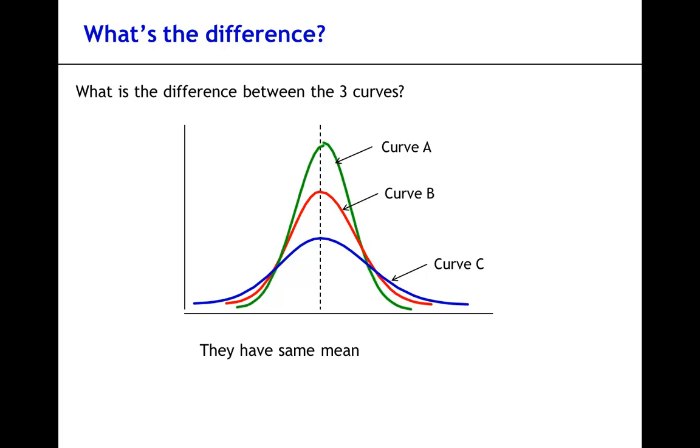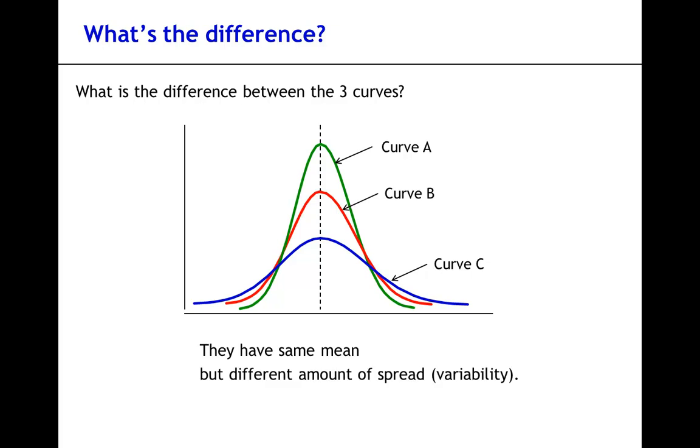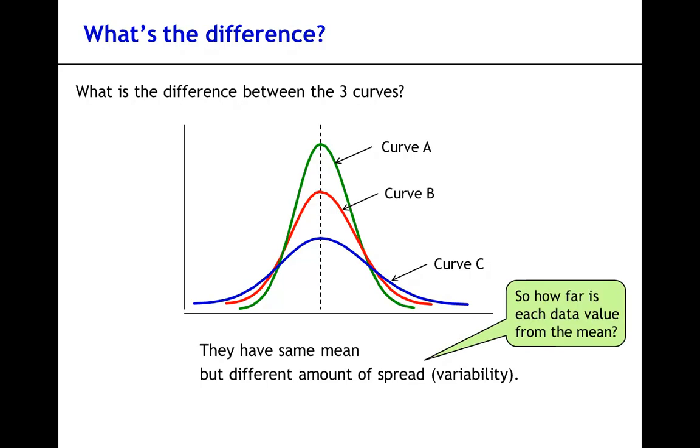Curve A is taller and stays closer to the mean. Curve B is a little shorter and wider, and curve C is the shortest but the widest. This indicates that the data are spread out differently. How far is each data value from the mean? How scattered are the data? The descriptive measure of such dispersion can provide valuable info as well.